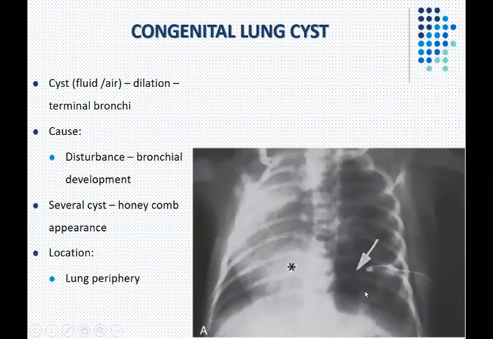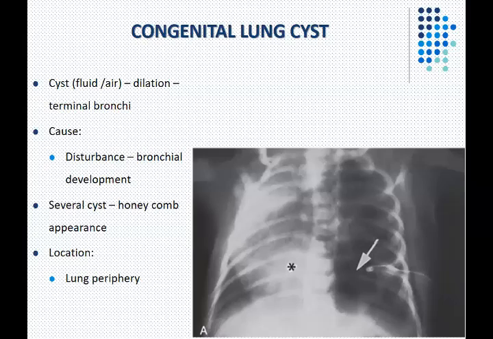The reason is obviously bronchial development जो है, वो faulty है. There's fault in the development of bronchi. As a result, dilated bronchi develop. Normal bronchi की जगह dilated bronchi develop हो जाती है, which appear as cysts.